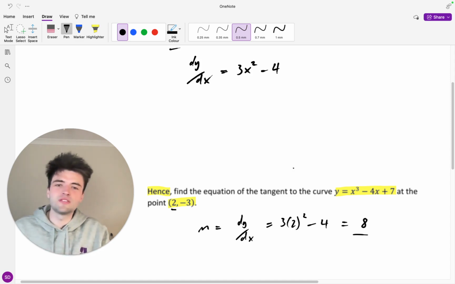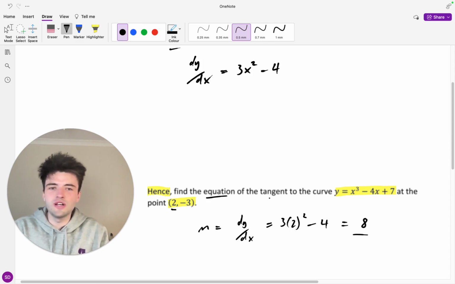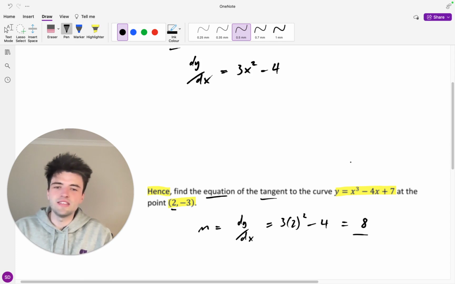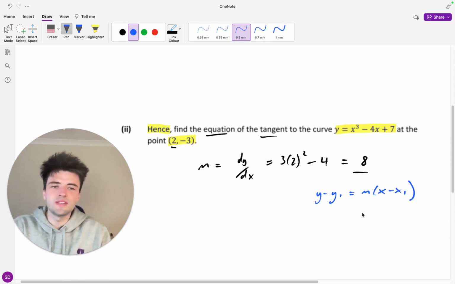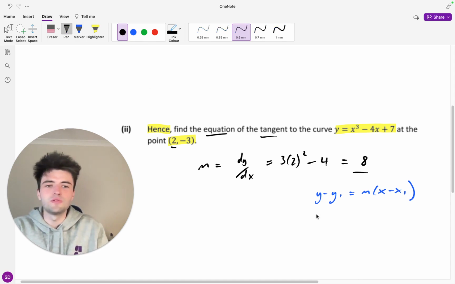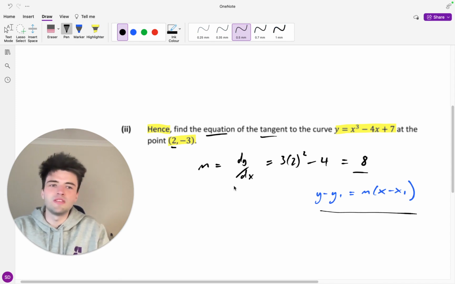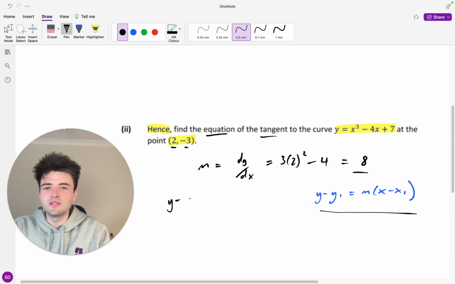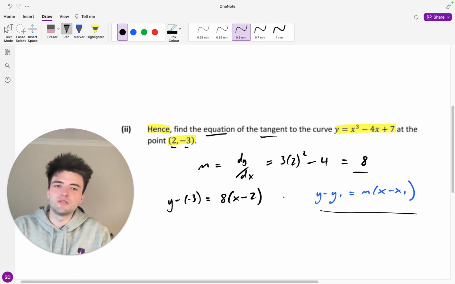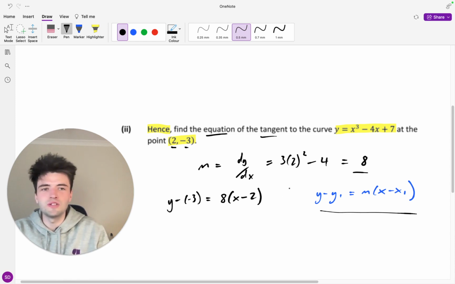So that is the first step of this style of question where we're asked to find the equation of the tangent of the curve. The second step here is to use our formula: y minus y1 is equal to m times (x minus x1). This is the formula we use whenever we have a point and a slope and we want the equation of the line. So we can just plug this all in now. y1 is going to be minus 3, so we're going to have y minus (-3), and that's going to be equal to 8, which is our slope, times (x minus 2), which is straightforwardly x minus 2.